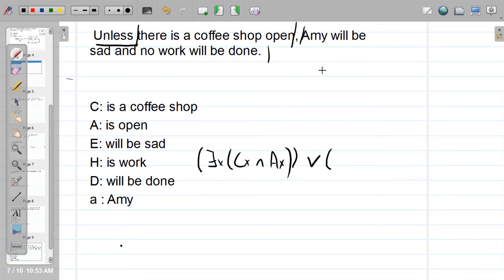Okay, Amy being sad is not a generalization. It's saying something specific about this name A, that A has property E. So EA, and no work will be done.